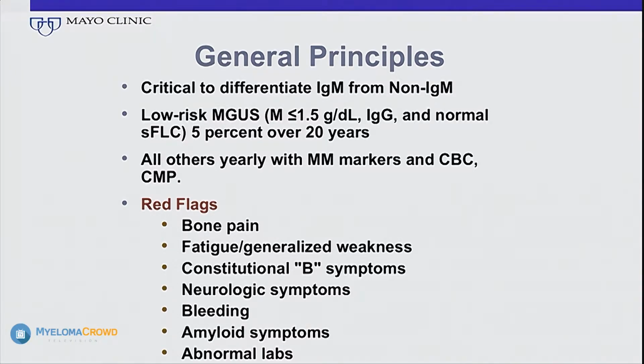For smoldering multiple myeloma patients, we do that more frequently. And if you're dealing with MGUS or smoldering, these are some of the red flags you should be aware of. So, bone pain. Now, we all have the possibility of having pain in our joints or our bones for other reasons. The most common one, of course, with aging is stiffness, right? People wake up and it's hard and you need to warm up.